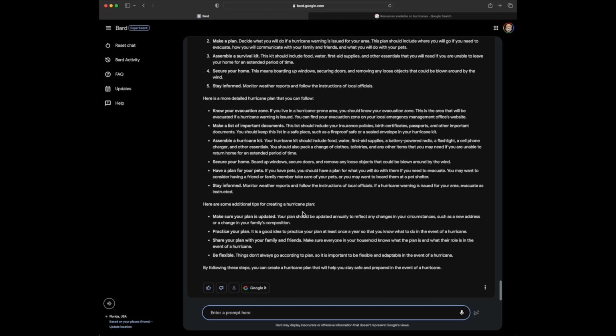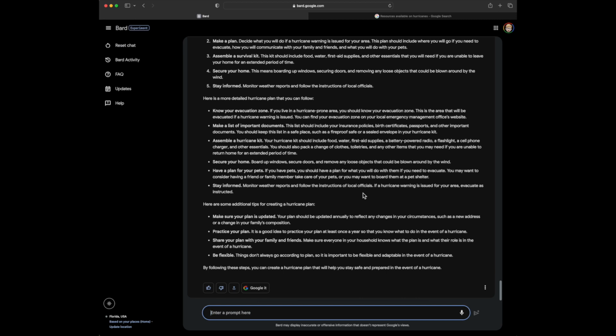Here's some additional tips for creating a hurricane plan. Make sure your plan is updated. Absolutely, your plan should be updated annually to reflect any changes in your circumstances, such as a new address or a change in your family's composition. Practice your plan. Oh, that's a good idea. It's a good idea to practice your plan at least once a year so you know what to do in the event of a hurricane.